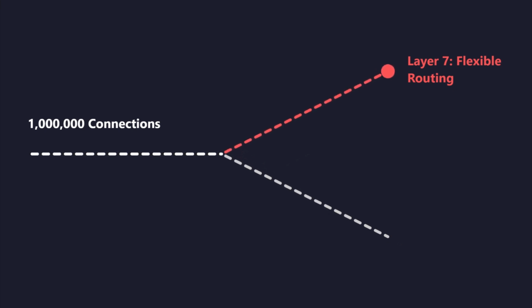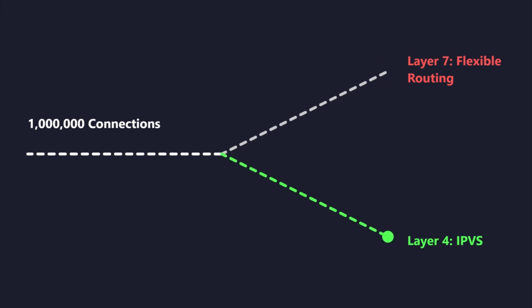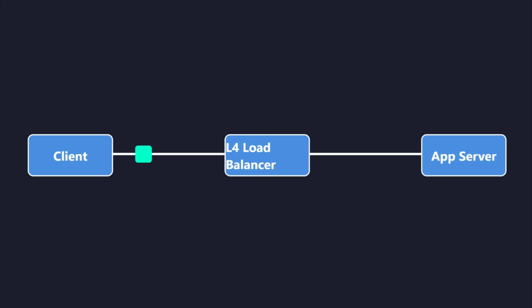Load balancing for 1 million connections requires choosing between Layer 4 and Layer 7. Layer 7 balancers provide flexible routing, but consume significant processor power for every packet. Layer 4 balancing via the Internet Protocol virtual server is more efficient because it operates directly at the transport layer of the stack.